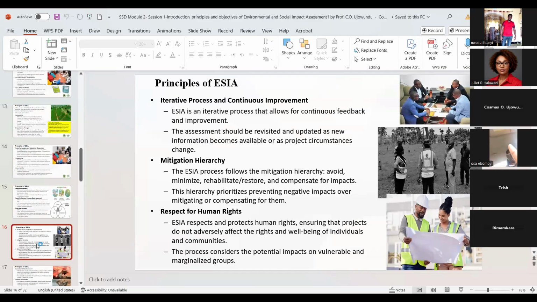The respect of human rights: respect every person in the process of ESIA. I don't say that this man, after all, is a poor person, there's nothing we can do, they can do nothing, go ahead with the project.